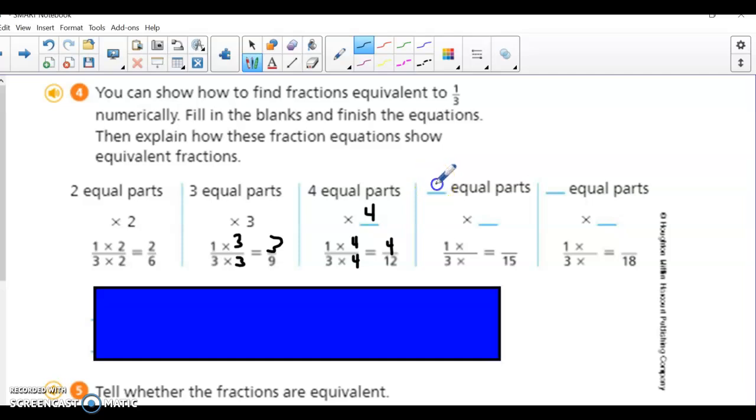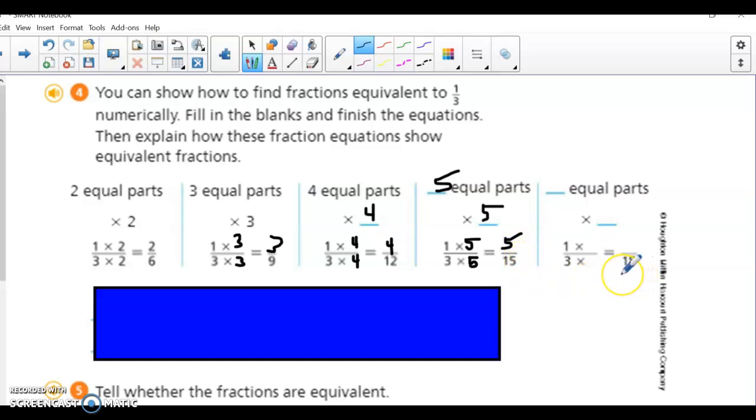Now, let's do 5 equal parts, and then I'll let you choose what you think it should be for the last one. Multiply by 5 here. And now I'm going to multiply the top by 5, and I'm going to multiply the bottom by 5. Right? 1 times 5 is 5. And they did 3 times 5 for me to make it 15. And so today, we know that 1/3 is the same as 5/15.